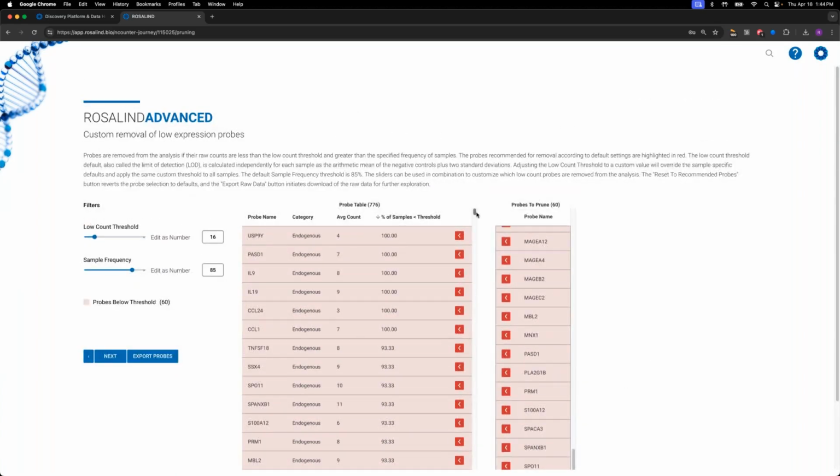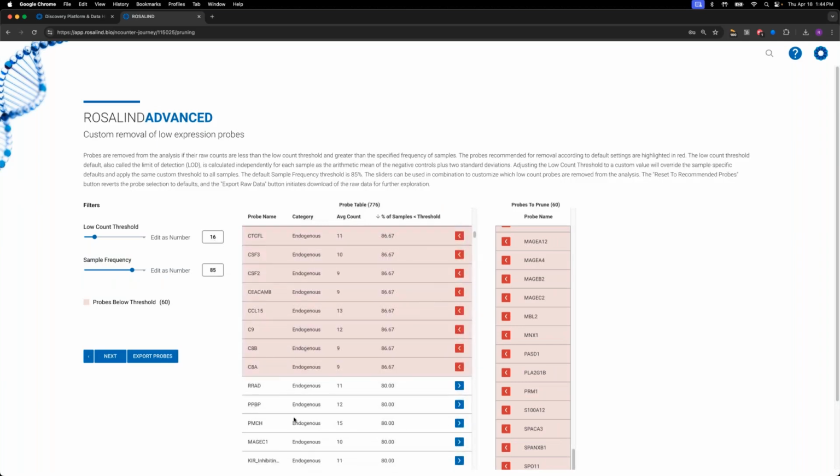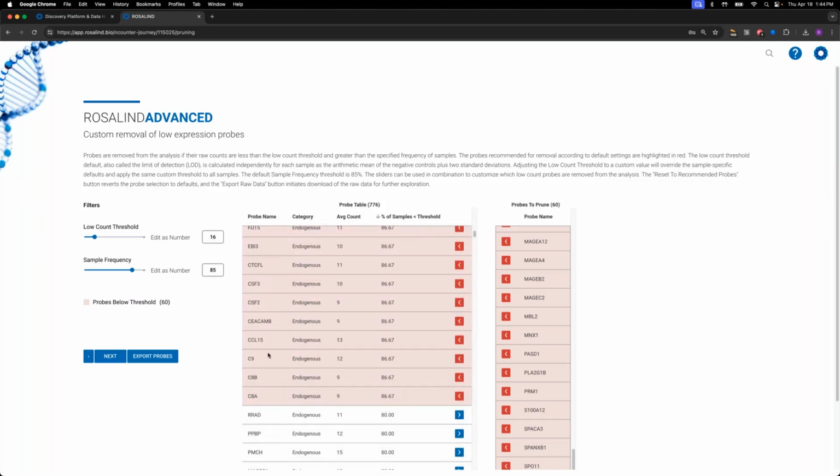What's really interesting to do is to scroll down here, and I would recommend looking at this border region. Everything above this line is going to be removed, and everything below in white is going to be included in our data set. I would recommend coming through and looking at these genes along the border. Do you recognize any of these genes? Are they potentially important in your analysis? Are they part of your pathway of interest? Are they part of your signaling pathway?